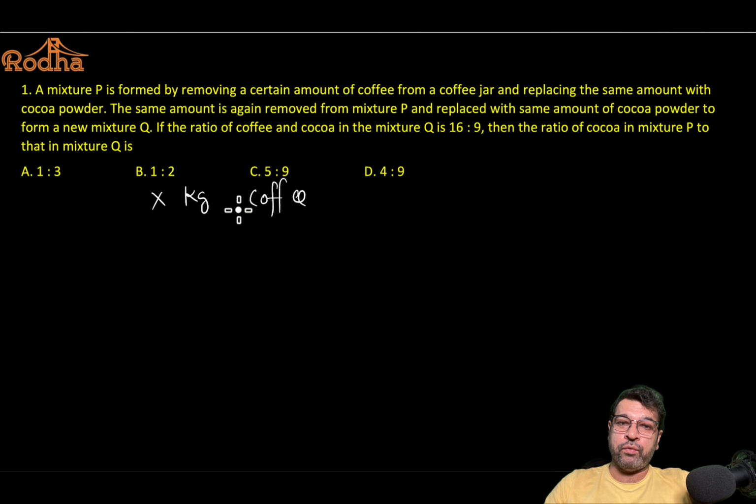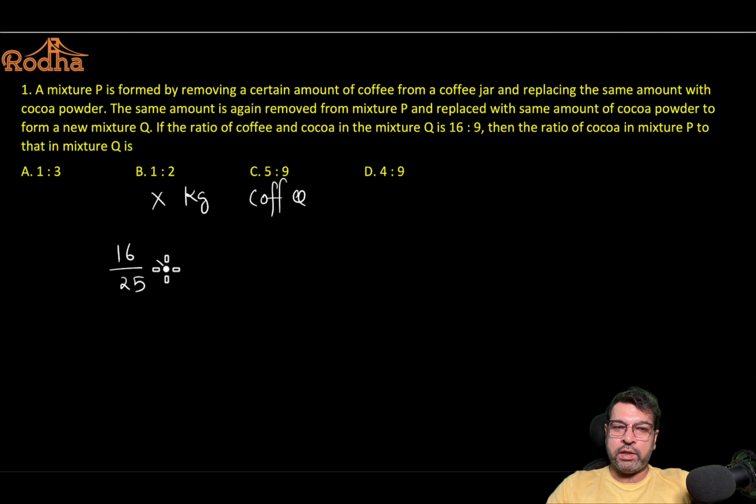That means the proportion of coffee is 16 out of 25. Isn't it? If 16 is coffee and 9 is cocoa, then total is 25. Out of that, 16 is coffee. So proportionally, this is the proportion of coffee. And you can also think that this x kg will not change because you are replacing with the same quantity. So the total quantity finally should be x kg only. So the quantity of coffee finally would be what?